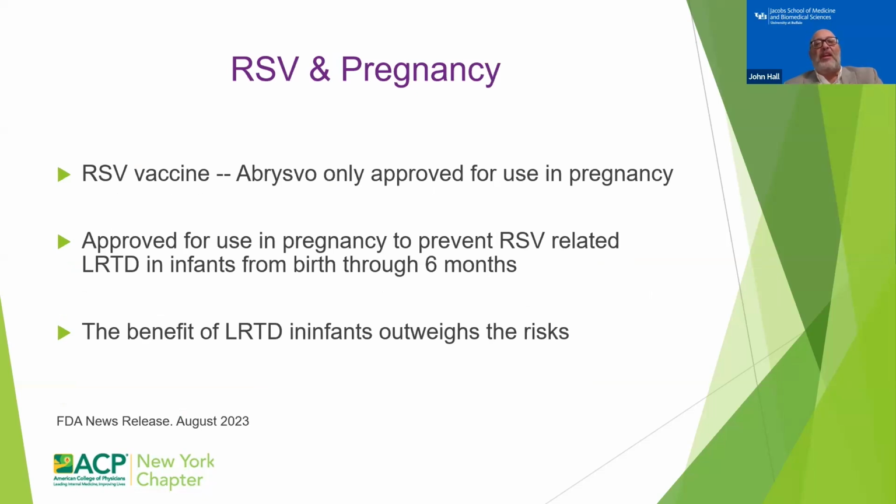In terms of RSV vaccine in pregnancy, it is recommended that pregnant individuals receive a single dose of the RSV vaccine. The one that is approved for use in pregnancy is only the non-adjuvanted vaccine. And it is approved for use in pregnancy to prevent RSV-related lower respiratory tract disease in infants. Again, similar to the idea of using Tdap vaccine in pregnancy, we're using RSV vaccine in pregnancy to provide passive immunization to the baby. The benefit of decreasing risk of lower respiratory tract disease in newborns outweighs the risk for complications related to the vaccine, which are minor and uncommon.